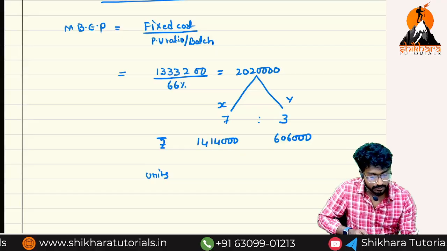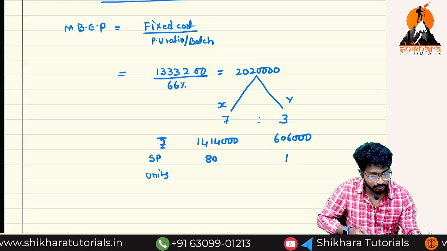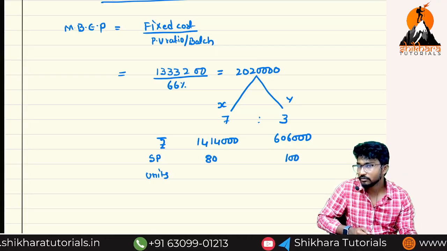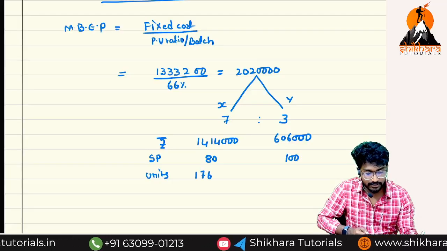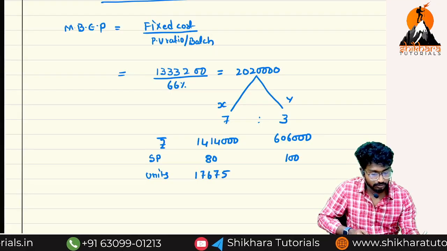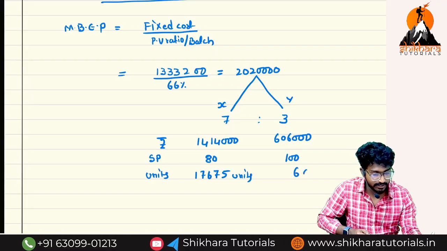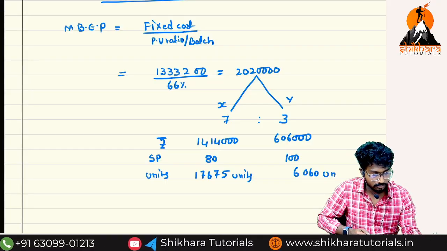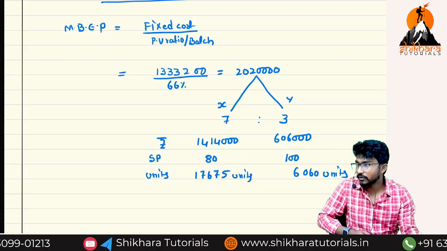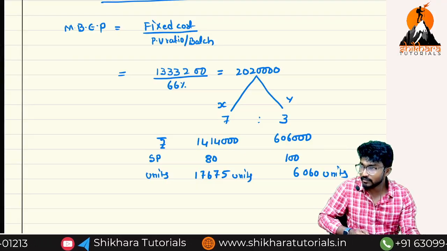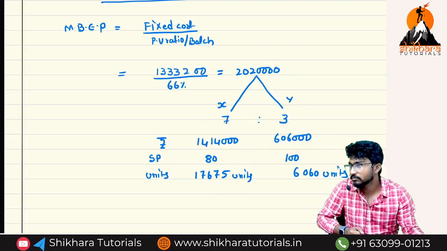Now what is the selling price? 80, 100. How much? 675. Next, 6060. That's it. The ratio of X to Y must be 7:3 for what, Nana? For value only, not for volume.